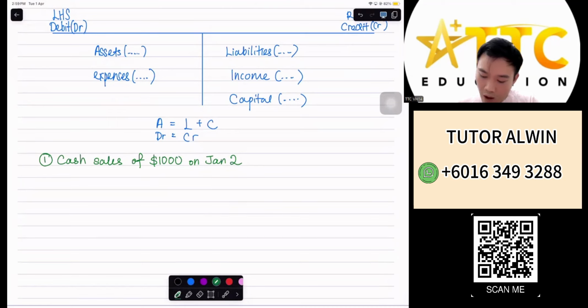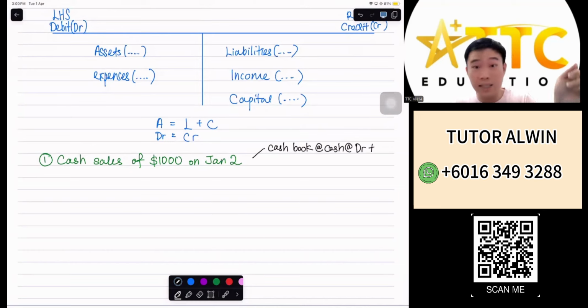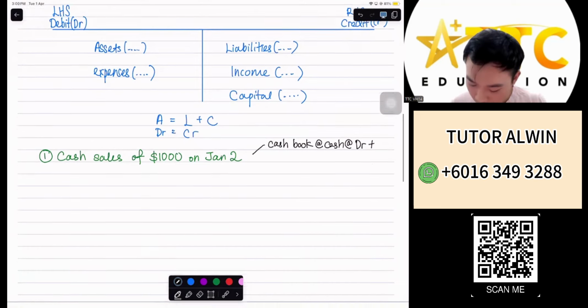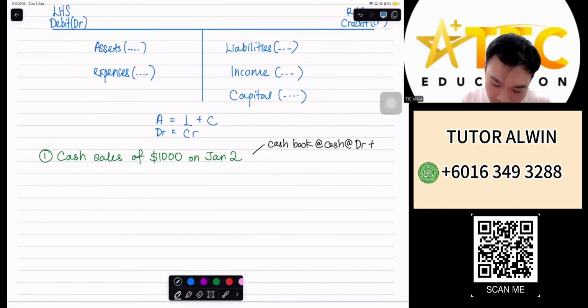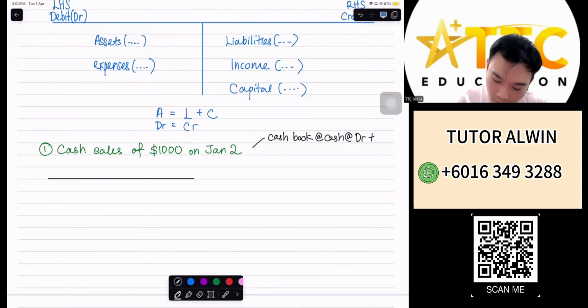So we will record this transaction, the cash sales, into our cash book. In the cash book, cash on the debit side, we will record as money comes in. This is the books of prime entry. Still remember that our cash book is also a kind of ledger because it's a T shape. So let's just focus on the cash account portion instead. This is our cash book, the cash account portion.